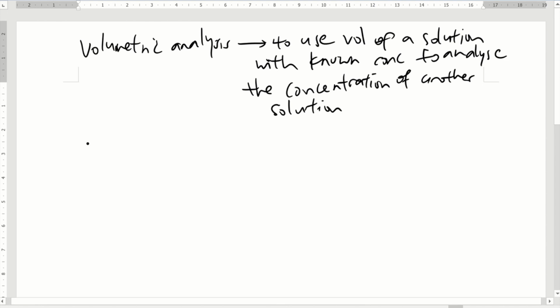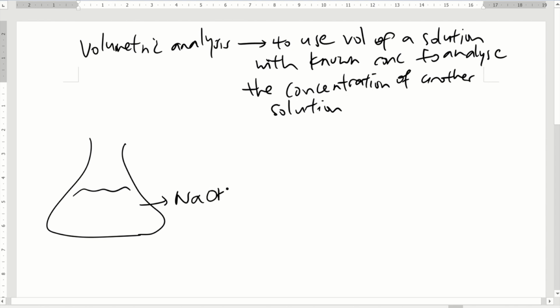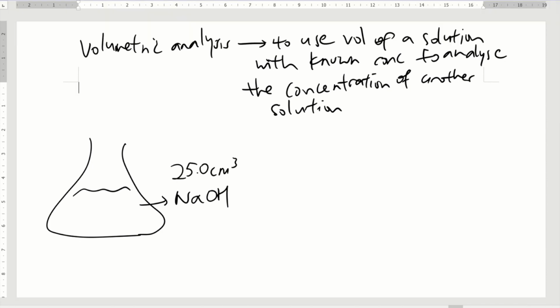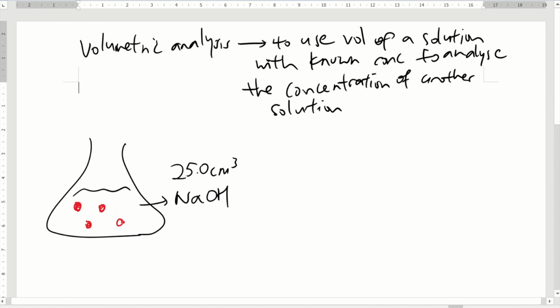Okay, so which means that we have one solution. For example, I have this solution of NaOH. I don't know what the concentration is, but I know that this volume is 25 cm cube. So inside this flask, there is NaOH, but I don't know the concentration, so I don't know the amount inside. I only have the volume because I measured it.